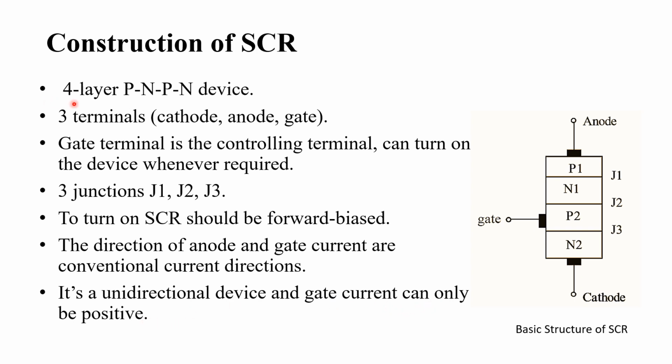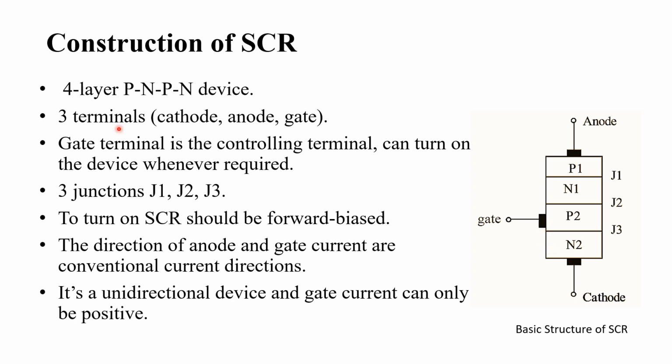So the first point says it is a four-layer PNPN device. What does it mean? It means that, as discussed earlier, the thyristor was a four-layer alternating PNPN material. The same goes here. SCR also has four layers of alternating PNPN material. You can see this in the picture shown here. This is the basic construction of SCR and it has four layers of alternating PNPN, that means P and N type materials are used.